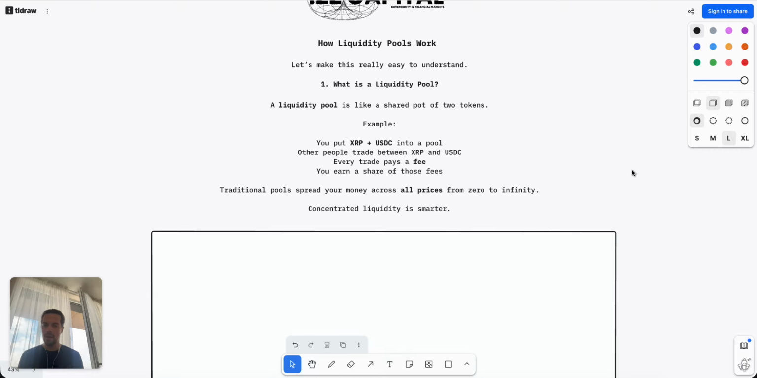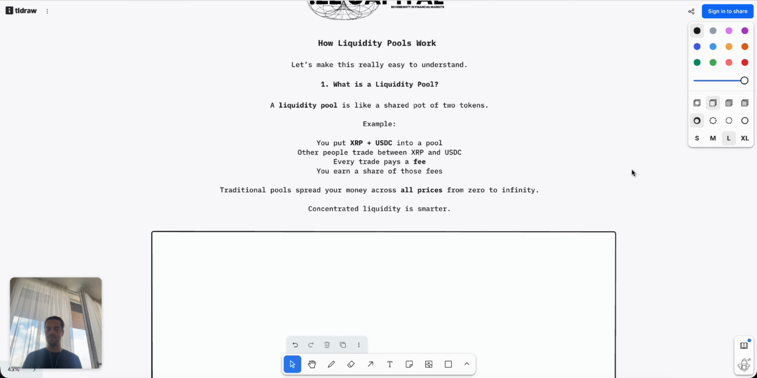Every trade pays a fee. If I go to the wallet and swap from one asset to another, that transaction costs me a fee. The fee is everywhere, in Binance, in Coinbase, in centralized exchanges as well. On DeFi, there is this fee as well, but it goes to liquidity providers, people like me and future you. So every trader pays a fee, and you as a liquidity provider earn a share of those fees.